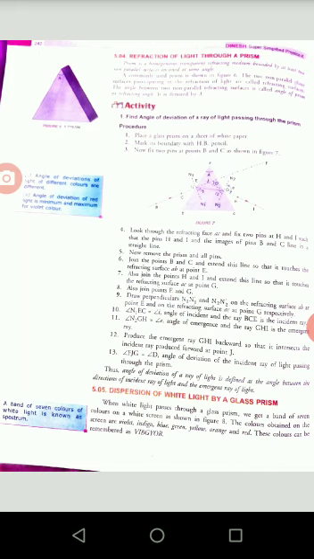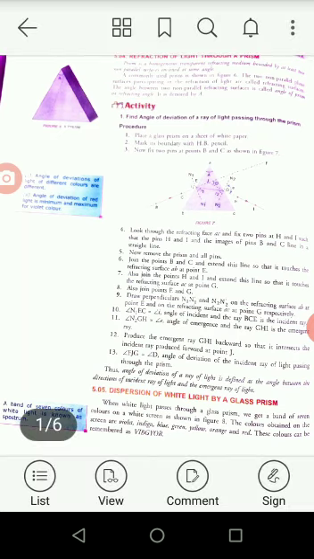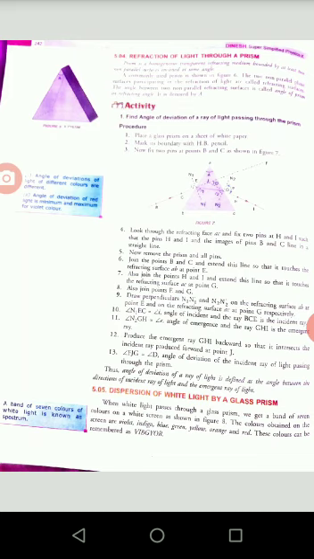Now, dispersion of white light. As we know, white light is a mixture of 7 colors. When white light passes through a prism, it is split into its constituent colors, or you can say 7 colors. The splitting of light is known as dispersion of light.